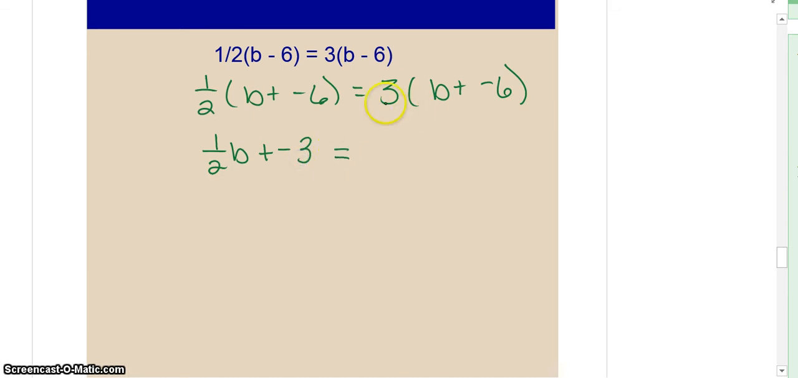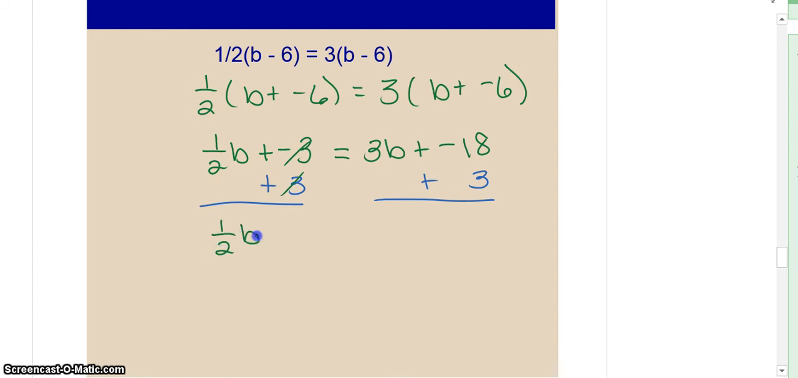On the other side, 3 times b is 3b. 3 times negative 6 is negative 18. So we're going to get rid of the negative 3 on the left-hand side because we don't want to have any constants on that side. And if we add 3 to the left, we have to add it to the right to keep the equation balanced. So the 3's cancel. We're left with 1/2 b equals 3b plus negative 15.